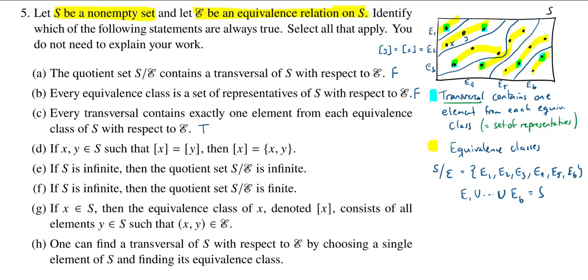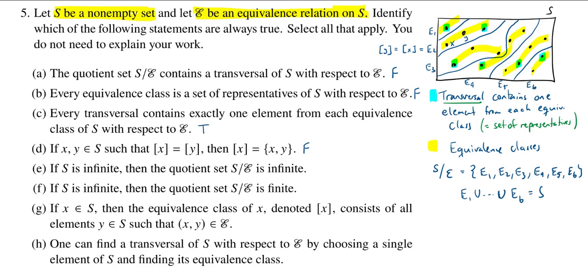Okay, well, here you have an equivalence class E2 that has X and Y in it, but it has other stuff, right? There's a third element. And this statement is saying that if the equivalence classes of X and Y are the same, then the equivalence class of X is simply equal to the elements X and Y. Well, that's clearly false here.